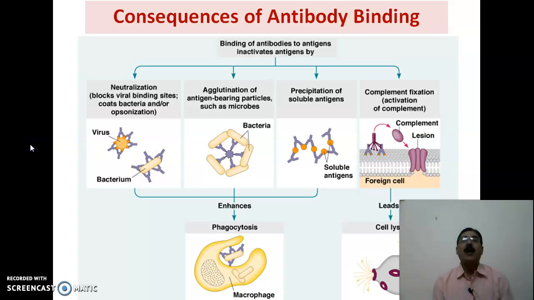Now the consequences of antibody binding, as you can see, two antigens are shown here, one the virus and the other a bacterium. During neutralization, as you can see, it blocks the viral binding sites, or coats the bacteria in the case of opsonization. When we talk about agglutination, it means antigen bearing particles such as microbes, and antibodies bind with the antigen. Here they are the bacteria. In precipitation of soluble antigens, certain toxic substances are released by the microbes or pathogens invading our body, and these soluble antigens are precipitated by the antigen antibody reaction.